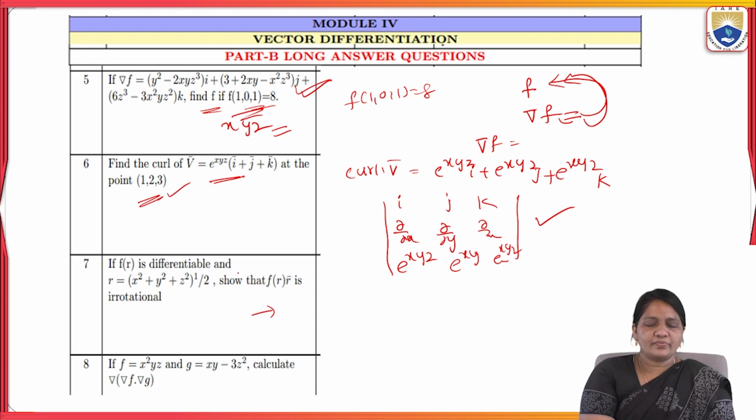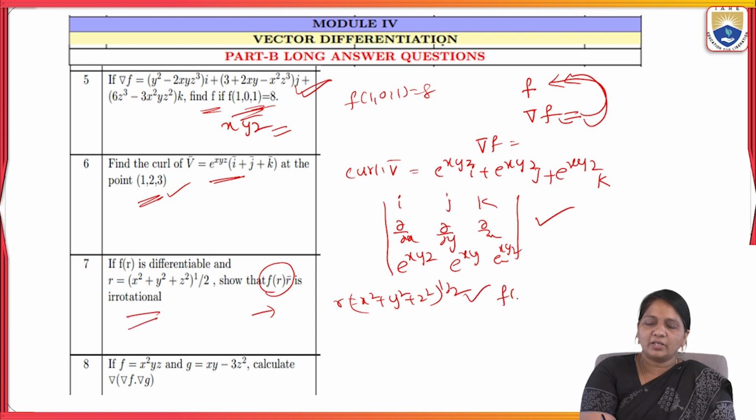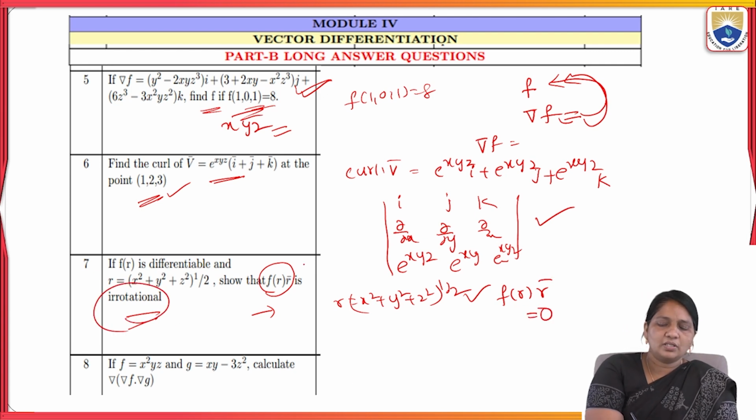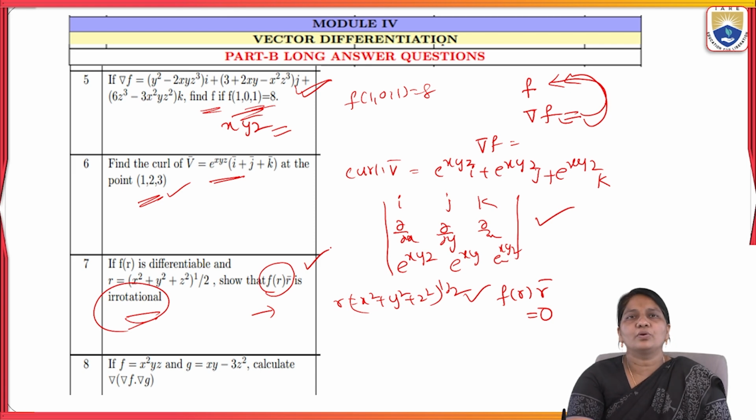If f of r is differentiable and r value is (x square plus y square plus z square) whole power 1 by 2, then show that f of r into r bar is irrotational. By using this r value, we have to calculate the curl of f of r into r bar, and that should be equal to 0. Then only we can say that this f of r into r bar is irrotational.